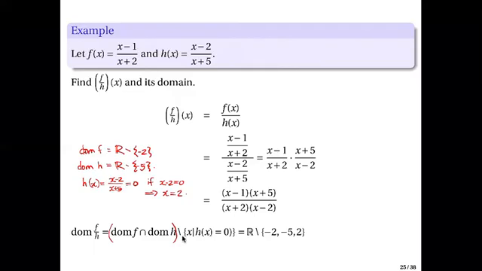For this guy here, we also remove all the x's that will make h of x equal 0, but h of x equals 0 when x equals 2. Which means the domain of f over h is the set of real numbers, you remove -2, -5, and +2. That's why you have that +2 there. Okay?